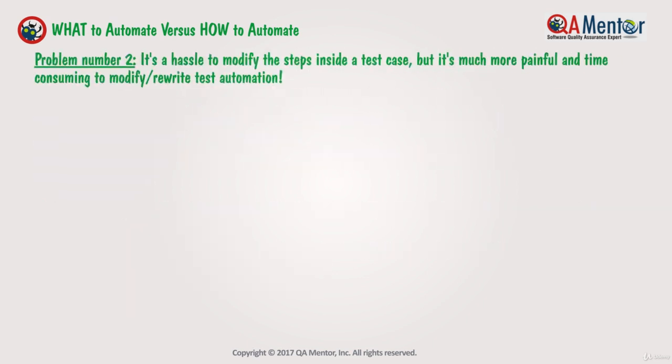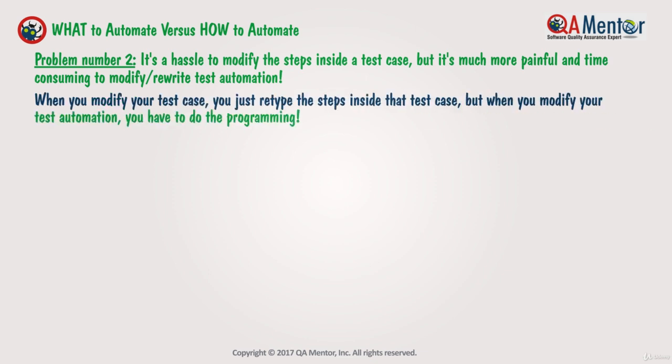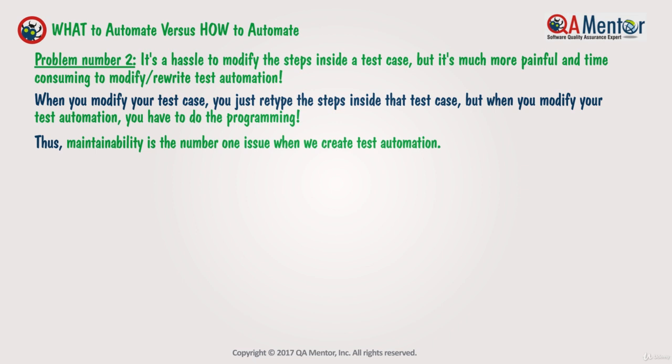Problem number 2. It's a hassle to modify the steps inside a test case, but it's much more painful and time-consuming to rewrite test automation. When you modify your test case, you just retype the steps inside that test case, but when you modify your test automation, you have to do the programming. Thus, maintainability is the number one issue when we create test automation.